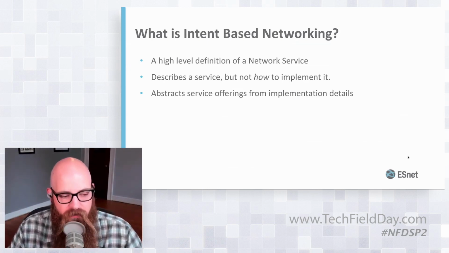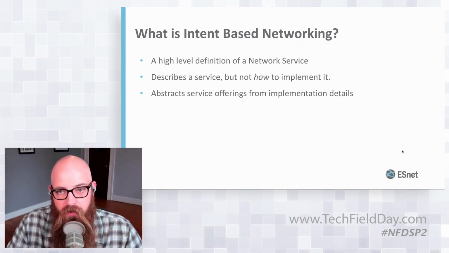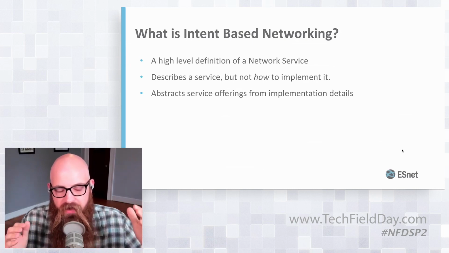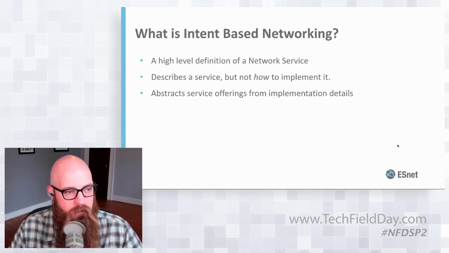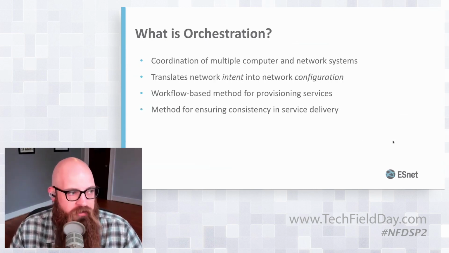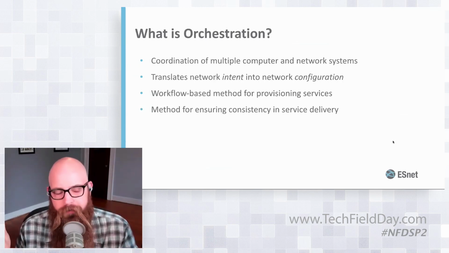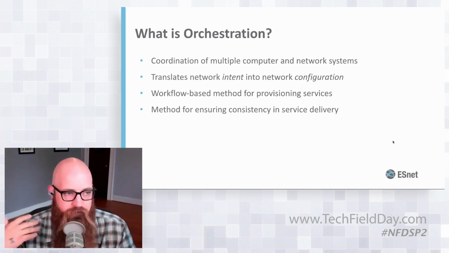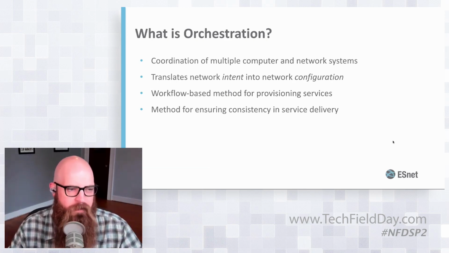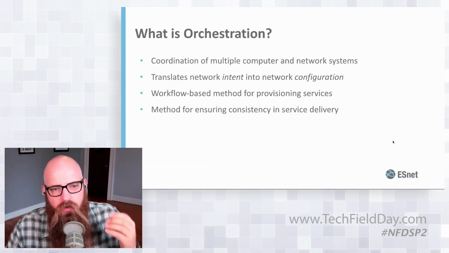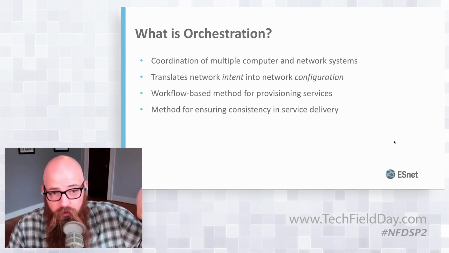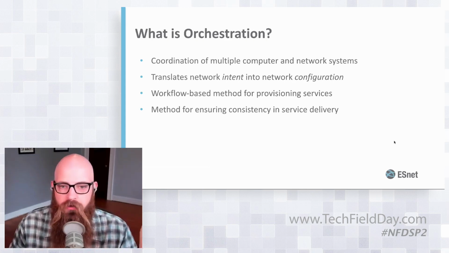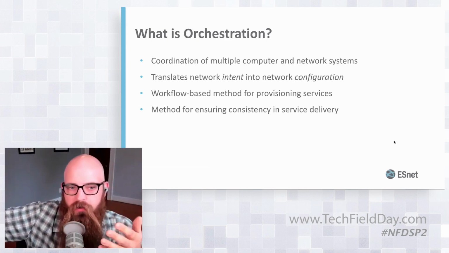That gains you some benefits around being able to think in components versus having to understand the whole system end to end, which, in service provider networks, is really complicated. So what's orchestration? Orchestration is just coordinating a bunch of computer network systems together. The way we use it is we use an orchestration tool to translate our network intent, which we store in our source of intended truth, and we turn that into network configuration, which actually goes onto devices.